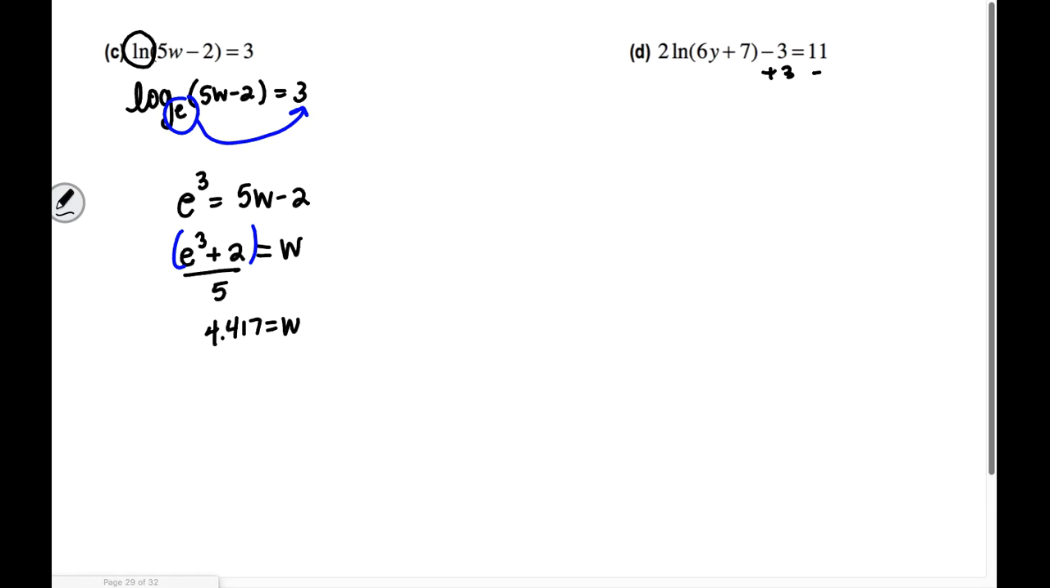Okay, we're going to add the 3. So I have 2 natural log of 6y plus 7 equals 14.